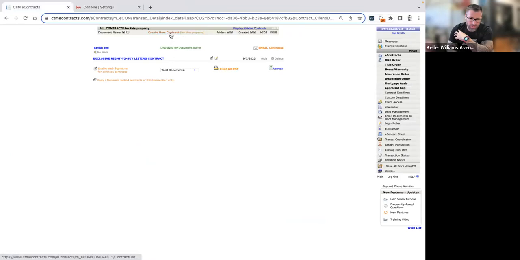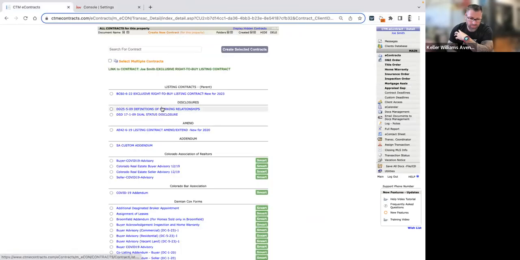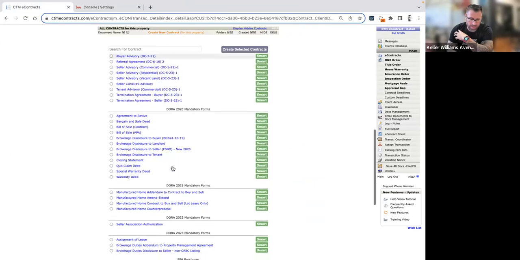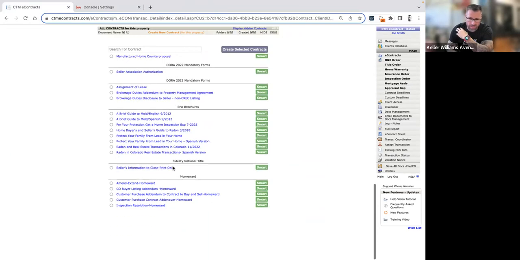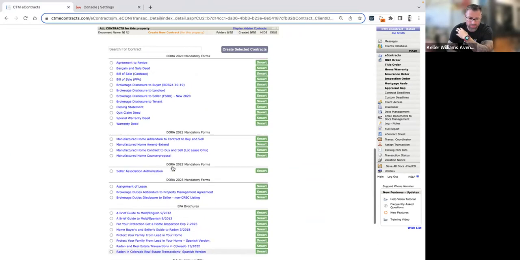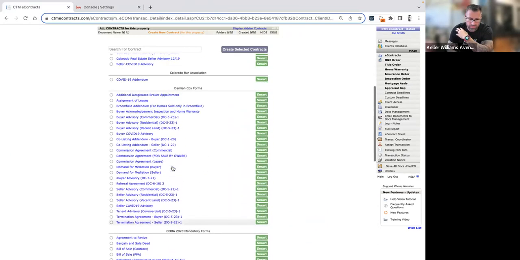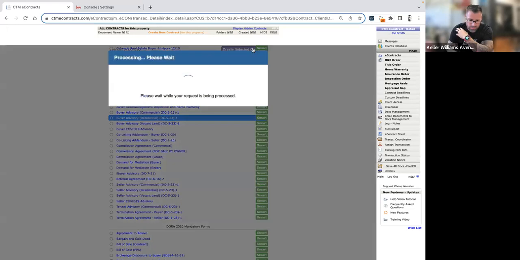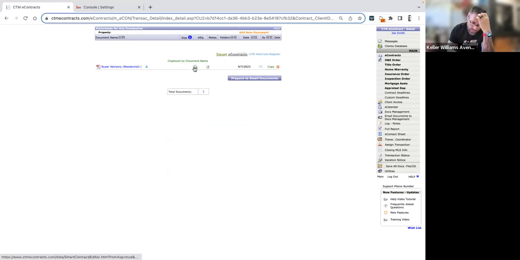I'm going to create new contracts. We have the exclusive right to buy. I'm going to create a new contract. And we have the buyer advisory. So we're going to go down to the buyer advisory and we're going to use Damien's buyer advisory. So we're going to go through buyer advisory. This is residential. Create contract. And you guys can see this is how you view it.